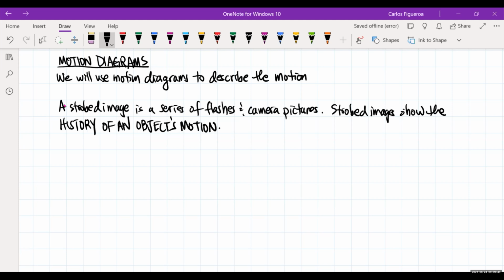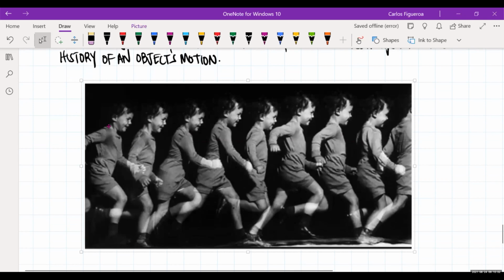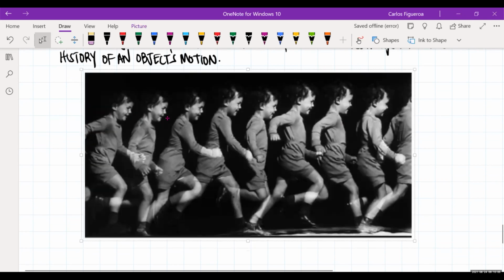And what I'm going to do here is show you an image. So I found this online. And since I'm not selling my notes, it's not considered piracy. And there's my strobe image right there. And what you're seeing here is that there's a boy right here, right? And you can see that he's running across the screen. And that represents the history.